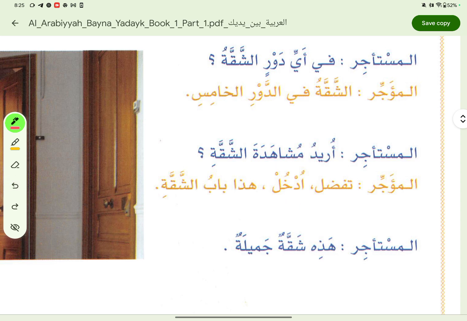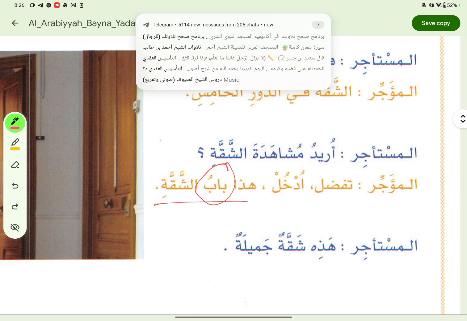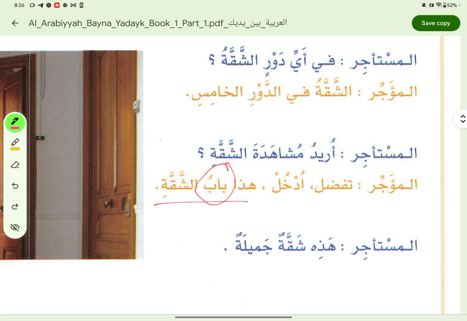Command verbs. They're known as command verbs. And then we have hadha, which we know means this. And we have a new word here, bab. Bab al-shaqqa. So bab means door. It could also mean gate. For example, we say abwab al-jannah, the gates of Jannah. Abwab is the plural of bab. Abwab al-jannah. So we have bab al-shaqqa.